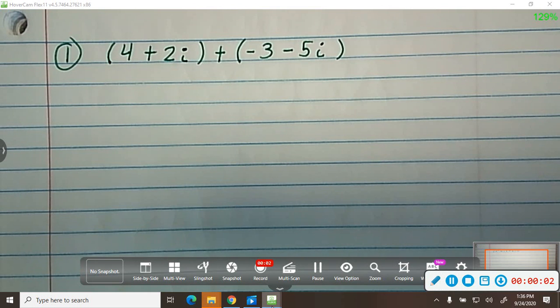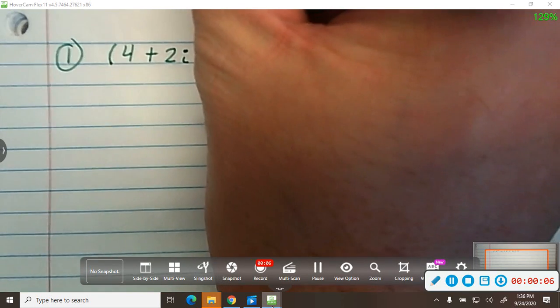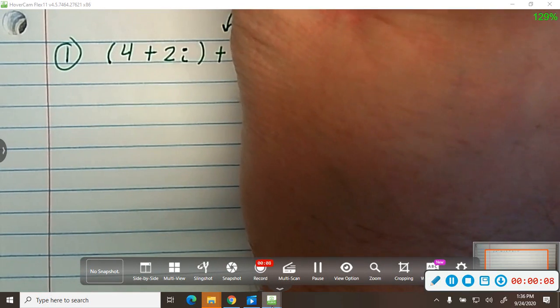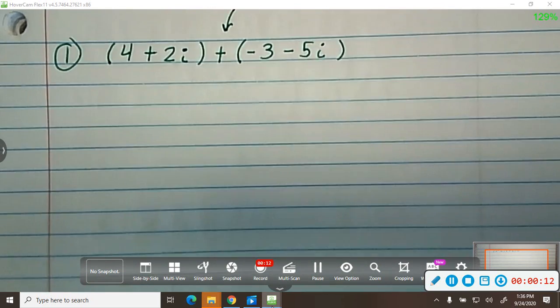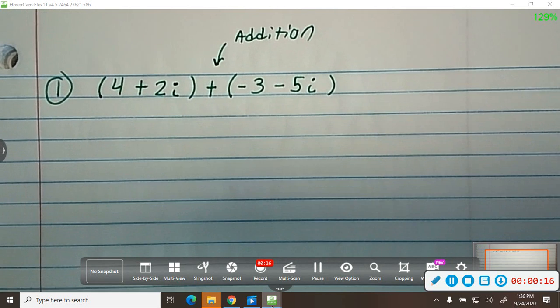So the first problem is an addition problem. This is addition. Can you add two complex numbers together? Well, when you're adding complex numbers together, it is the same as when you're adding things that are like x's.